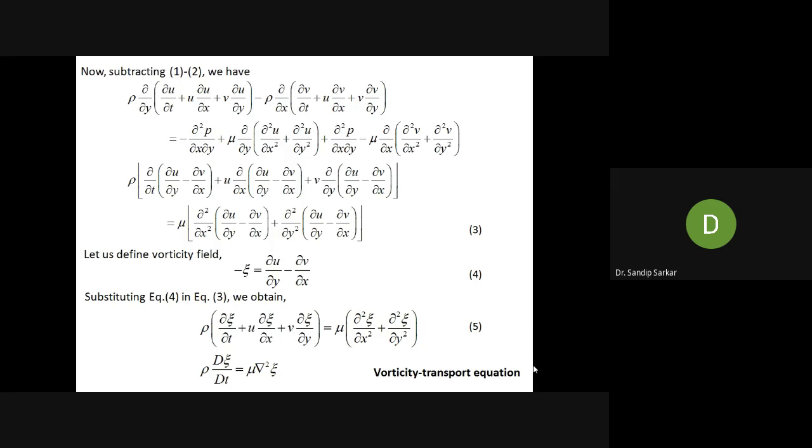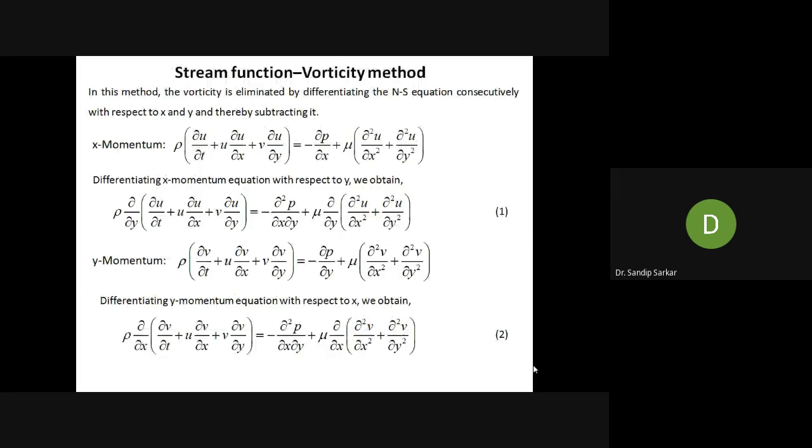Accordingly, we have seen how we can generate the vorticity equation and the stream function equation. Why are we primarily interested in generating the vorticity equation and the stream function equation? Because we have seen that in the x momentum and y momentum equations there is an additional term, the pressure gradient term, the x pressure gradient and the y pressure gradient.